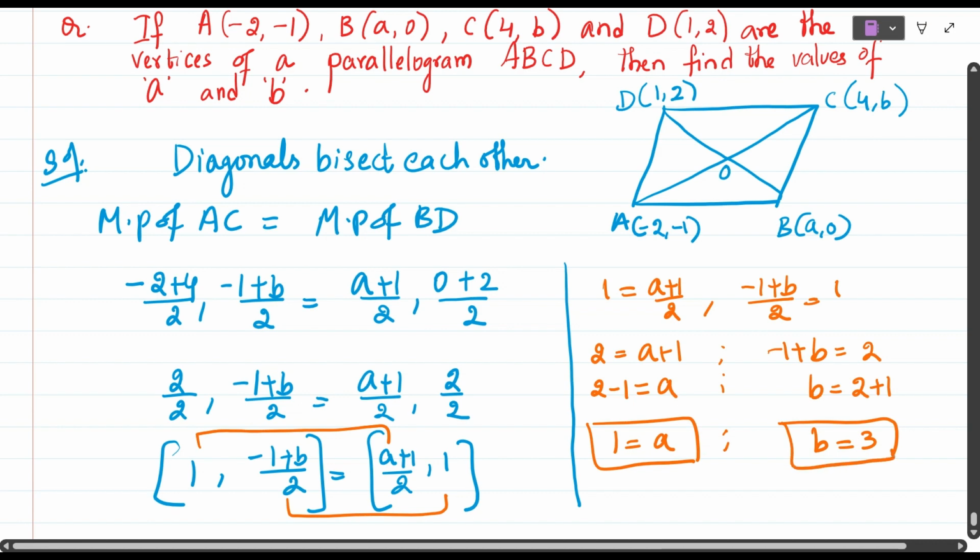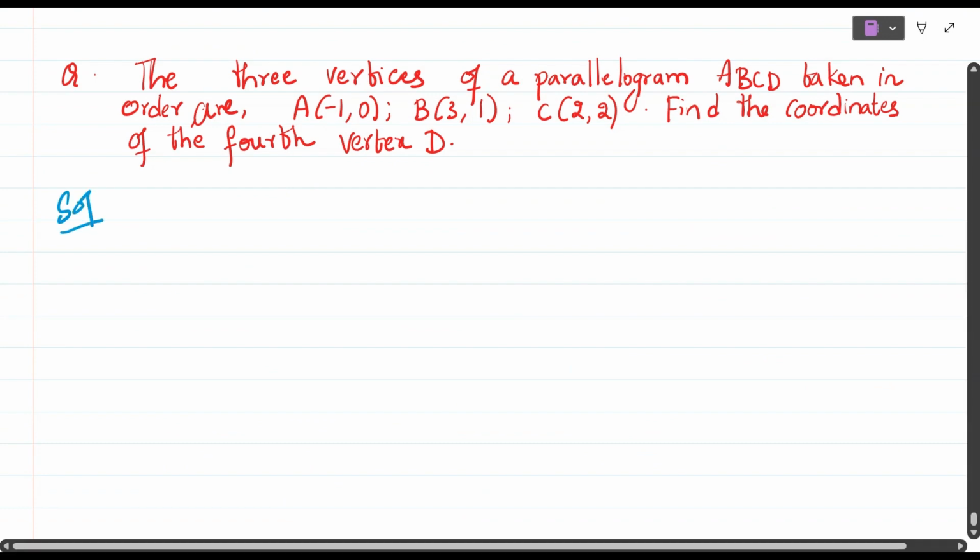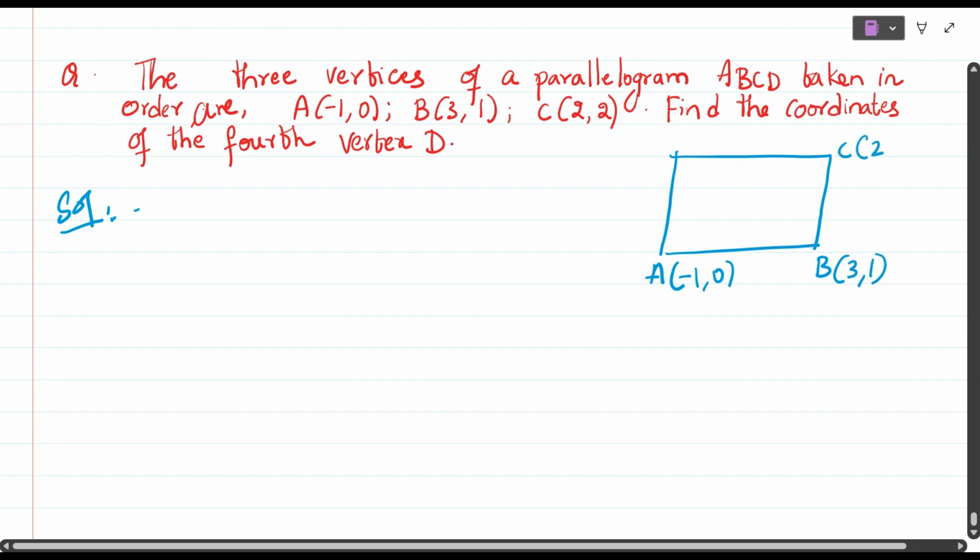Did you understand, students? Here is another question. These are the three vertices of a parallelogram ABCD. So this is our parallelogram. Students, draw the diagram. The vertices are taken in order. The coordinates of A are minus 1 comma 0, the coordinates of B are 3 comma 1, and the coordinates of C are 2 comma 2. The coordinates of D they didn't give, so let us take it as x and y. They are asking us to find the coordinates of D.